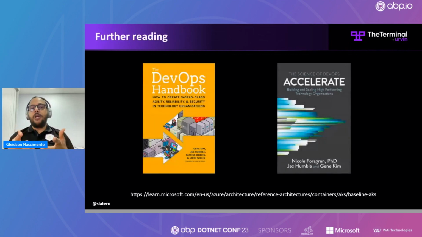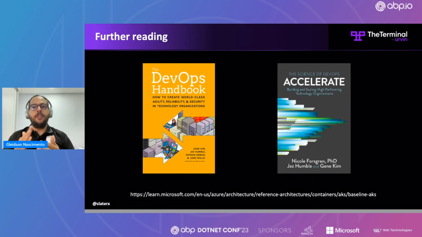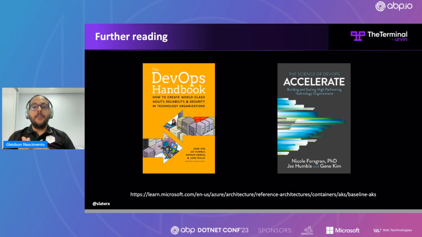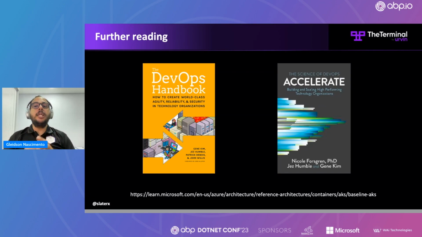Our approach here, as I said, was backed by a strong DevOps philosophy. If you don't know about it and you want to know more about it, I recommend those two books. We also recommend you read the AKS reference architecture because it contains a lot of knowledge on DevOps methodologies inside that reference architecture. And this is it.